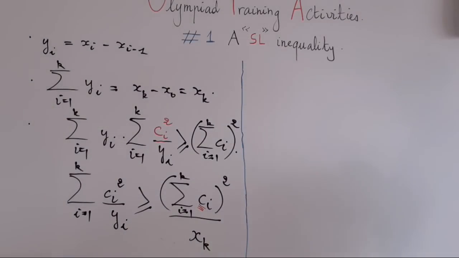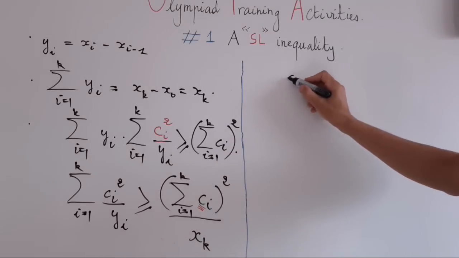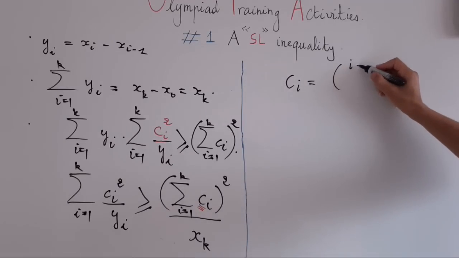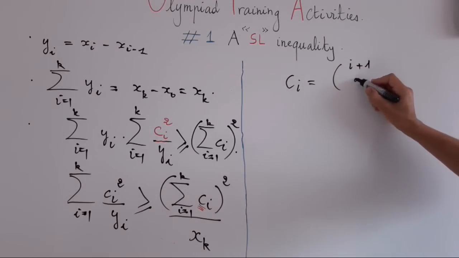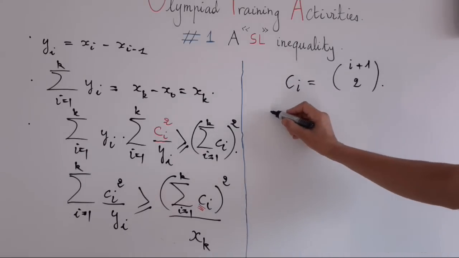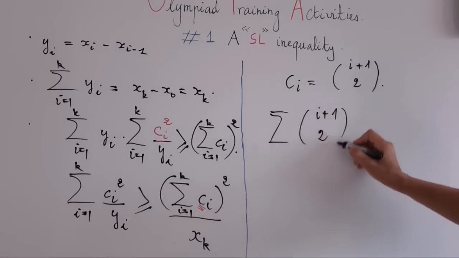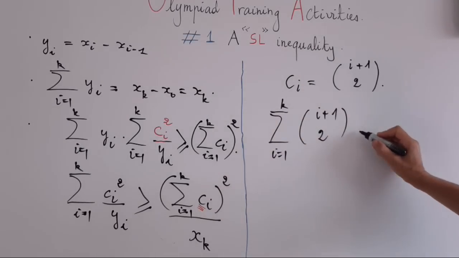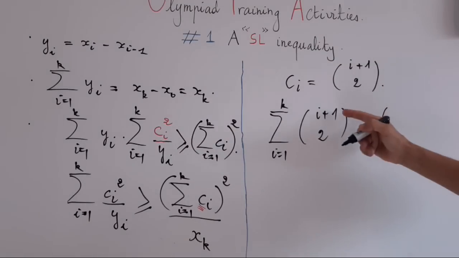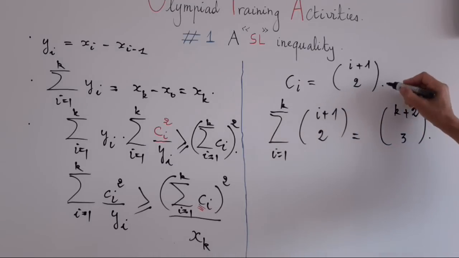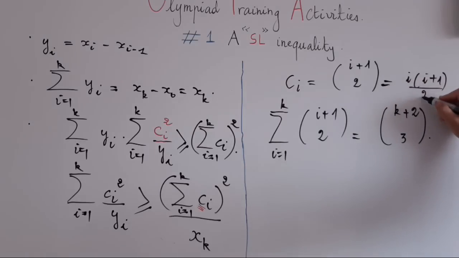Okay, now let me set that ci is equal to the binomial coefficient i plus 1, 2. And so, by a combinatorial proof, here 2k equals, we add here 1 and here 1, k plus 2, 3. This term is explicit. It equals now i plus 1 over 2.